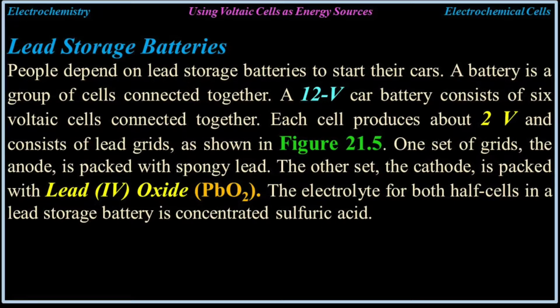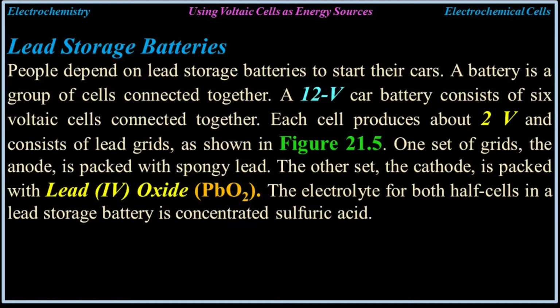Lead storage batteries. People depend on lead storage batteries to start their cars. A battery is a group of cells connected together. A 12-volt car battery consists of 6 Voltaic cells connected together. Each cell produces 2 volts and consists of lead grids, as shown in figure 21.5.